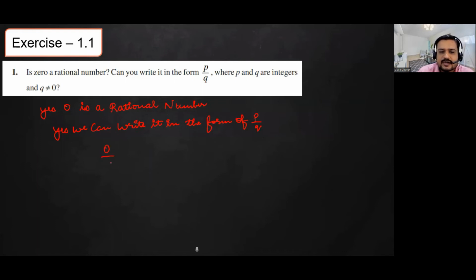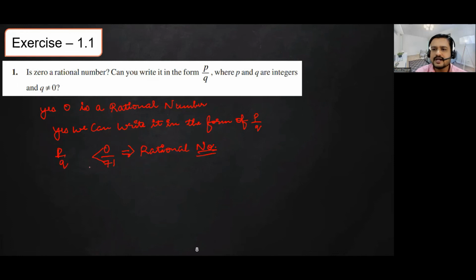So 0 upon, you can take any value in the denominator now except 0. Denominator should not be equal to 0, because in the definition we saw that any number which is in the form of P by Q and Q is not equal to 0. Q means the denominator is not equal to 0. So except 0 you can take any value here. Suppose I am taking 71. So 0/71, that is now in the form of P by Q. Yes or no? It became in the form of P by Q, where Q is not equal to 0, so that's why it is a rational number.